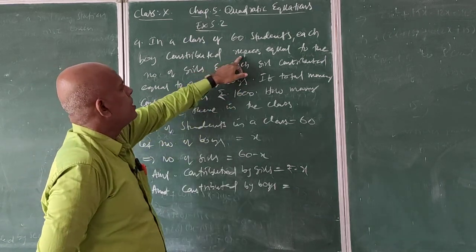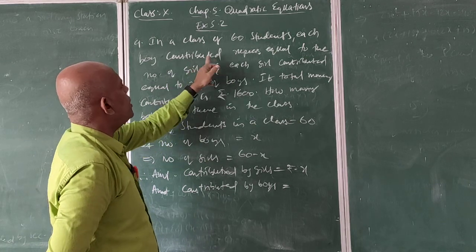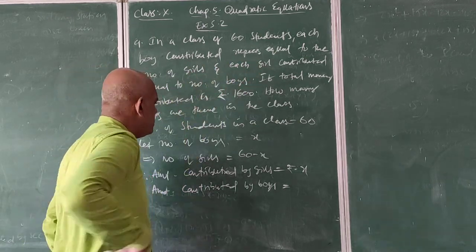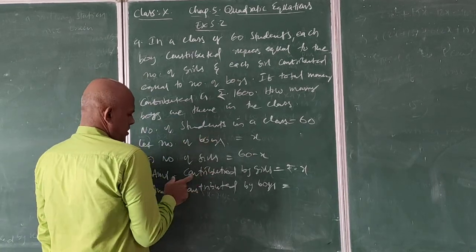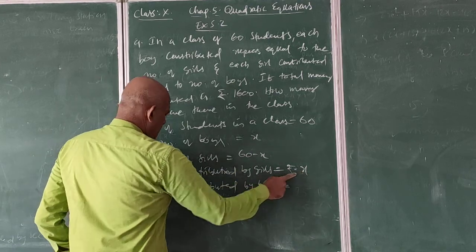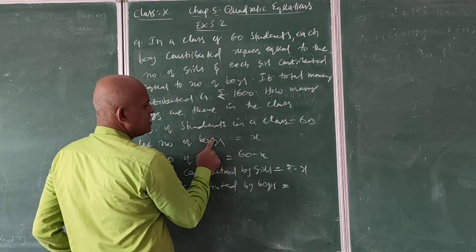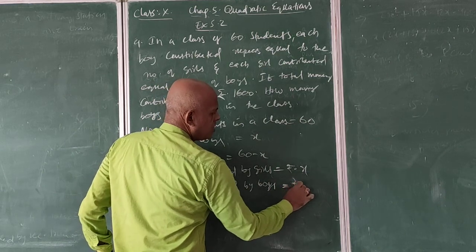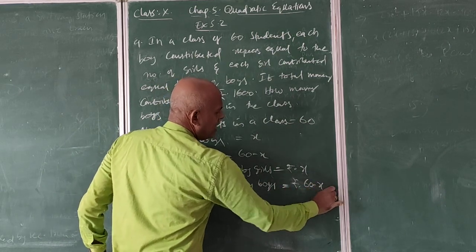Each boy contributed rupees equal to the number of girls, and each girl contributed equal to the number of boys. So the amount contributed by girls is equal to the number of boys, and the amount contributed by the boys is equal to the number of girls. Quite opposite for this one. That is rupees 60 minus x.